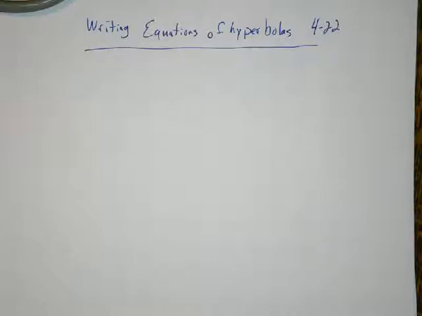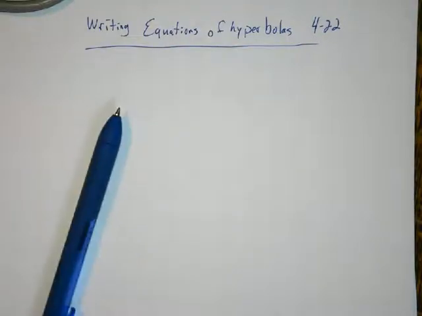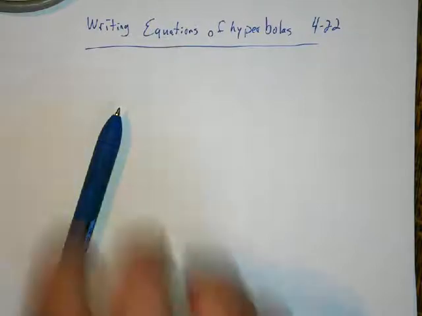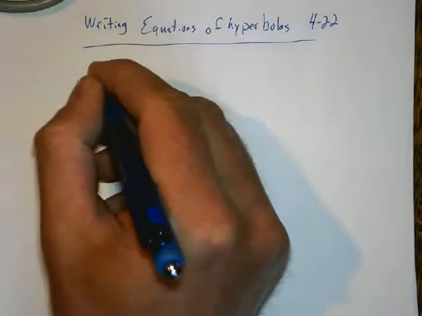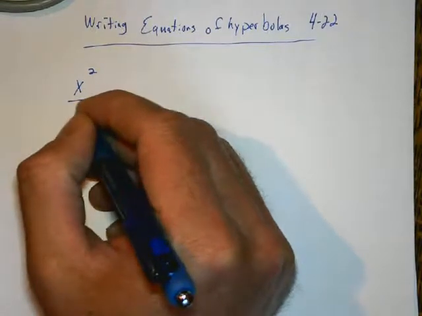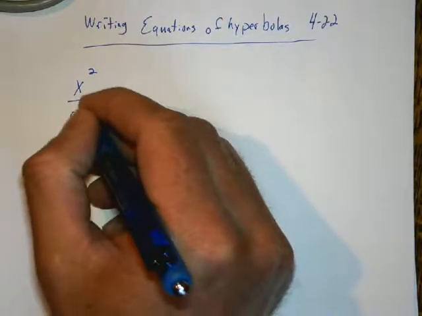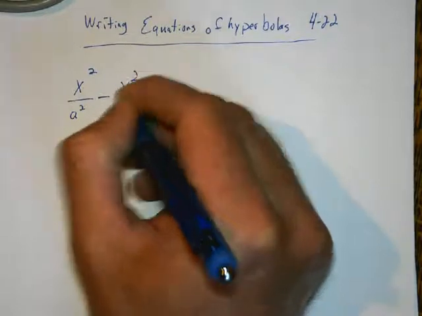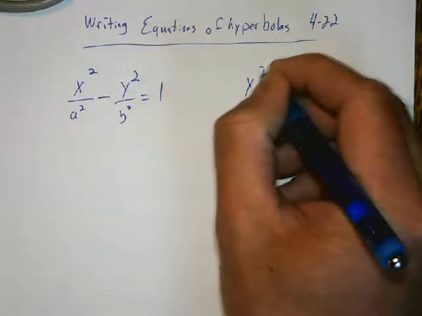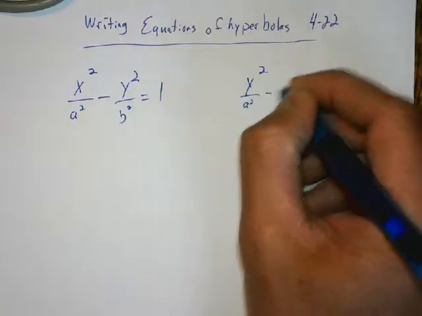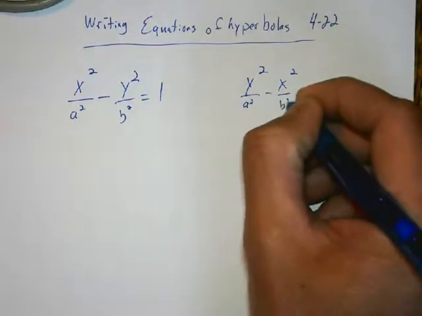All right, ladies and gentlemen, today we are going to go into writing equations of the hyperbolas. As you are aware, right now the two formulas that we have are x squared over a squared minus y squared over b squared is 1, and the other one is y squared over a squared minus x squared over b squared is 1.